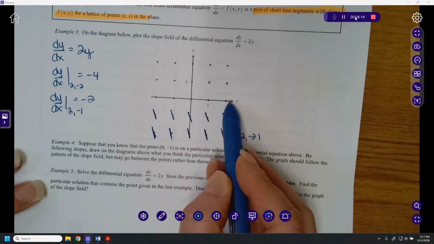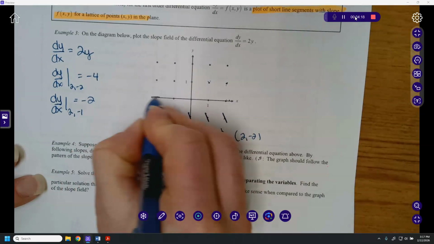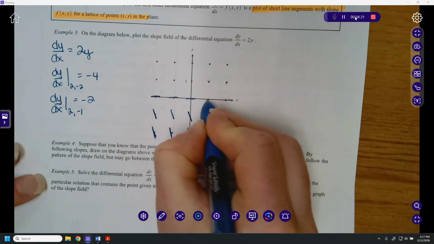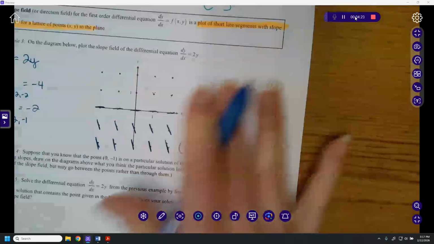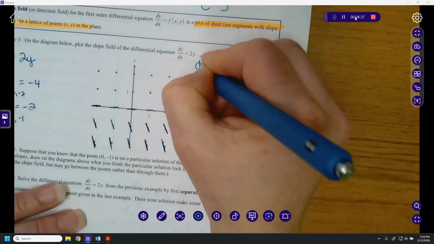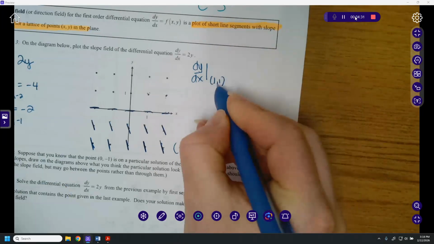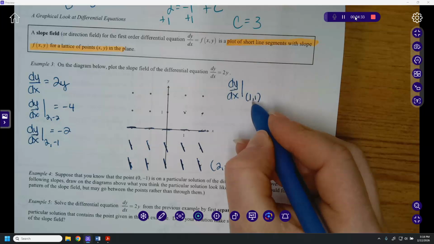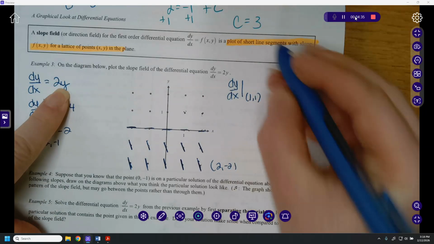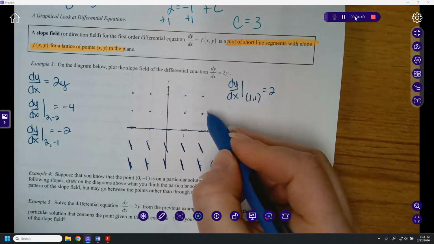What about when y is 0? Let's not do work here, guys. When y is 0, 2 times 0 is 0. A zero slope looks like this. So we're going to make little lines that have a slope of 0. All right, let's go on to the other side. I'm going to look at the point (1, 1). The y value is 1. I plug in my y value of 1. 2 times 1 is 2. All of the lines when y equals 1 are going to have a slope of 2.